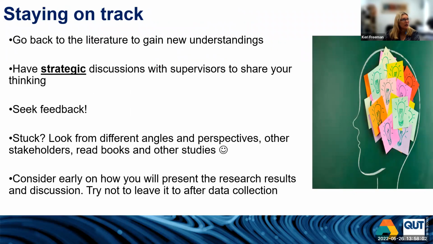So staying on track, you might have to keep going back to the literature. You need those strategic discussions with your supervisors as well, of course. Seek feedback. If you're stuck, go back. Who are your stakeholders? Look at some different angles and perspectives. And it's really important as well, when you're designing and getting everything together as to how you're going to implement this study, think about how you're going to present the data as well, okay, because that can be difficult, and you want to align it with your methodology chapter as well.